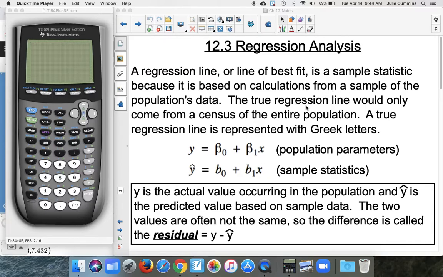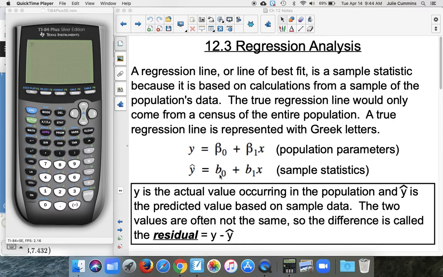A true regression line would come from a census of the entire population. So if you got every student's GPA and ACT score, you could create the actual regression line. The actual regression line is y equals beta 0 plus beta 1x. Those are population parameters, so the true regression line is represented with Greek letters. We never actually calculate this because we don't have a census.